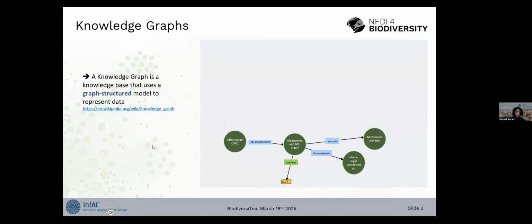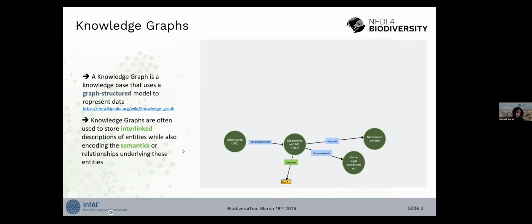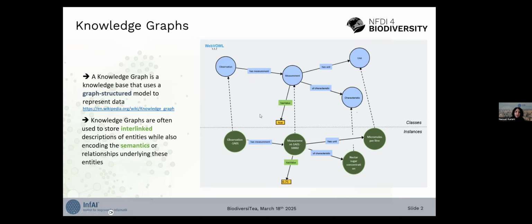So additionally to the knowledge, there is also the encoding of the semantics of the relationships of the graph. And this is done by describing the classes, basically in an ontology. For instance, saying what the entities are. For instance, here, this is a measurement, and all the definitions of the relationships between the different concepts or classes.